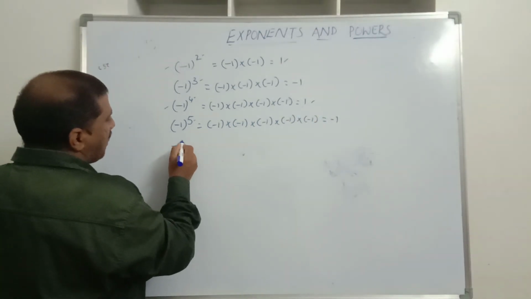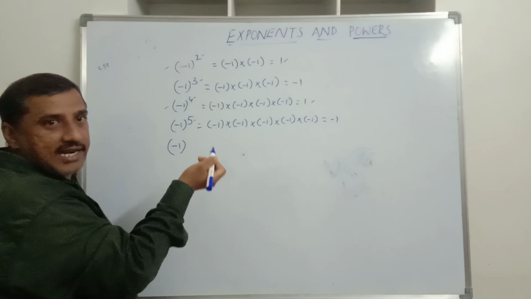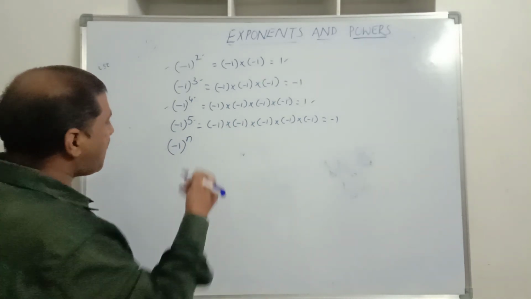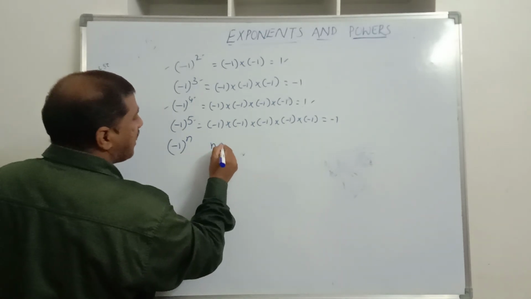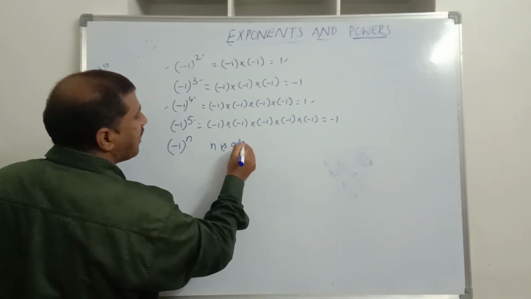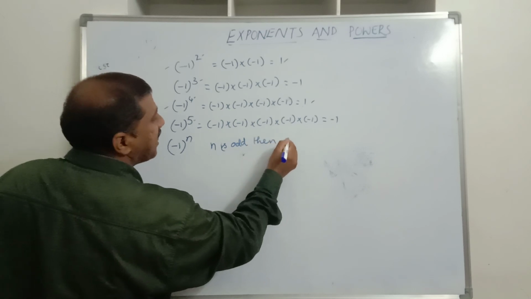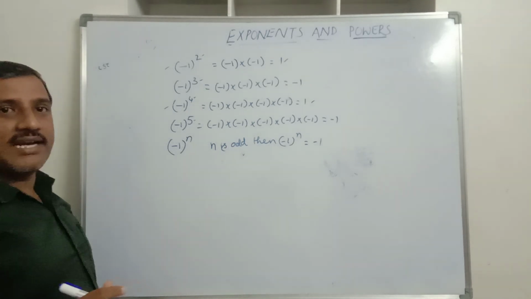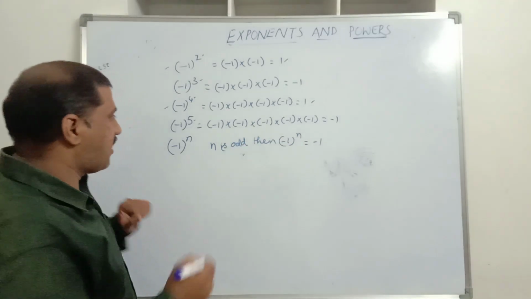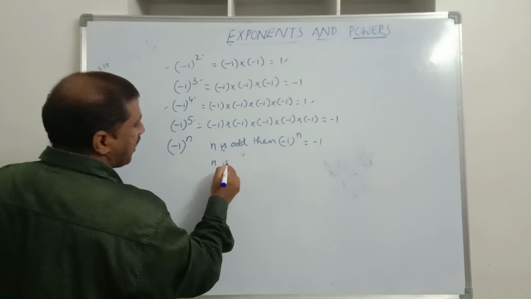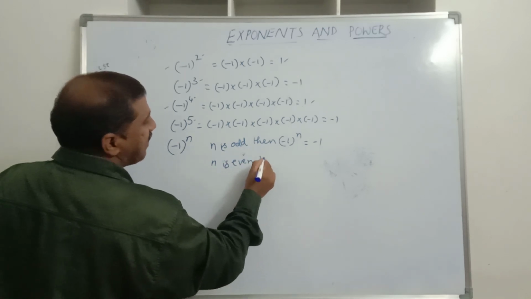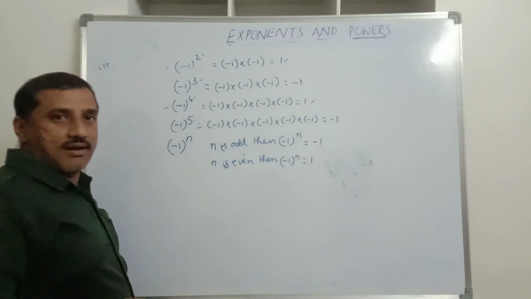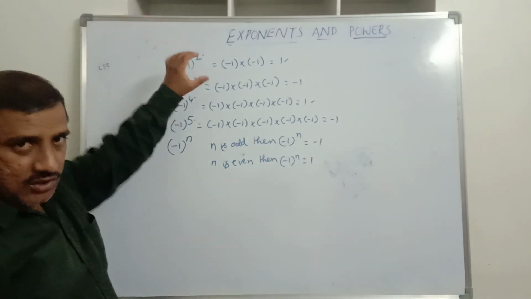Now, minus 1 whole to the power of any power, I will write here n. N represents what? 1, 2, 3, 4. If n is an odd number, then minus 1 whole to the power of n is equal to what? We get minus 1. If n is an even number, then minus 1 whole to the power of n is equal to plus 1, or simply 1. So this one you should remember.